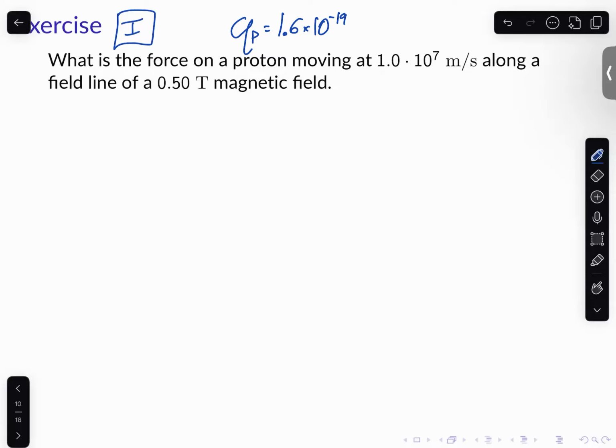If you know the Coulomb number, you don't have to know this. Just reciprocal.